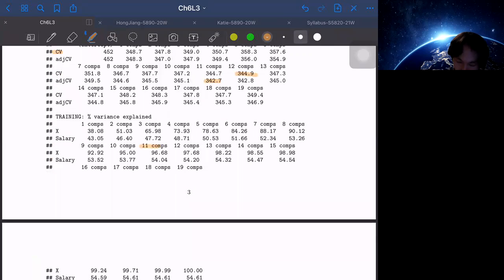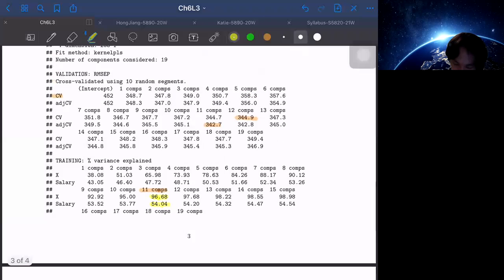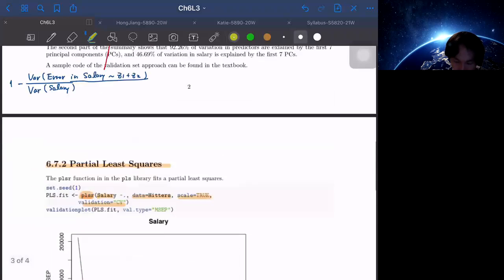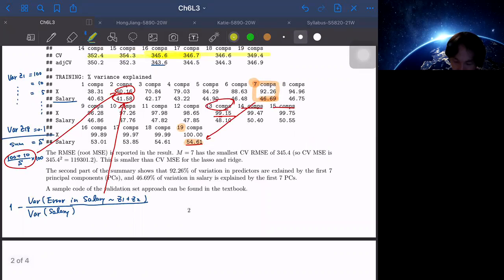And with 11 components, basically Z1 to Z11 includes 97% of the information. And it explains 54% of the variance in salary. So we could explain 54%, and the 11 components include 97% of the information. Maybe we can compare this with the previous result. Maybe we can use just the 12.